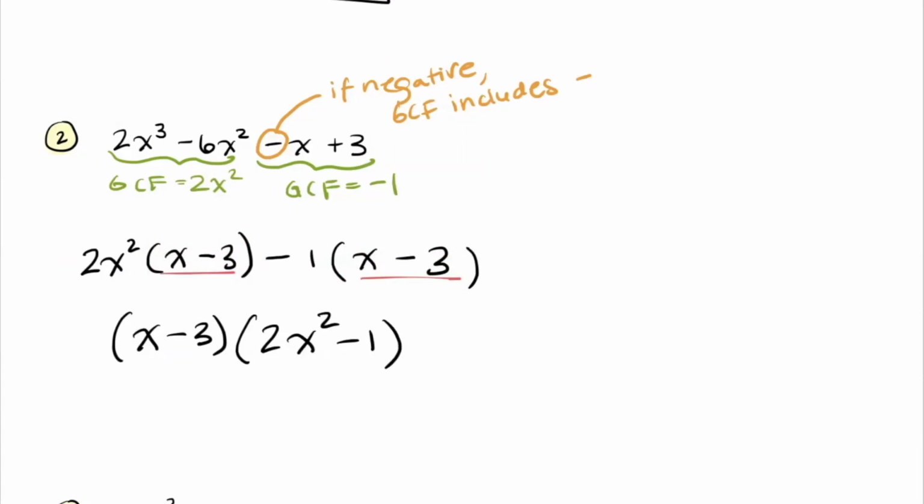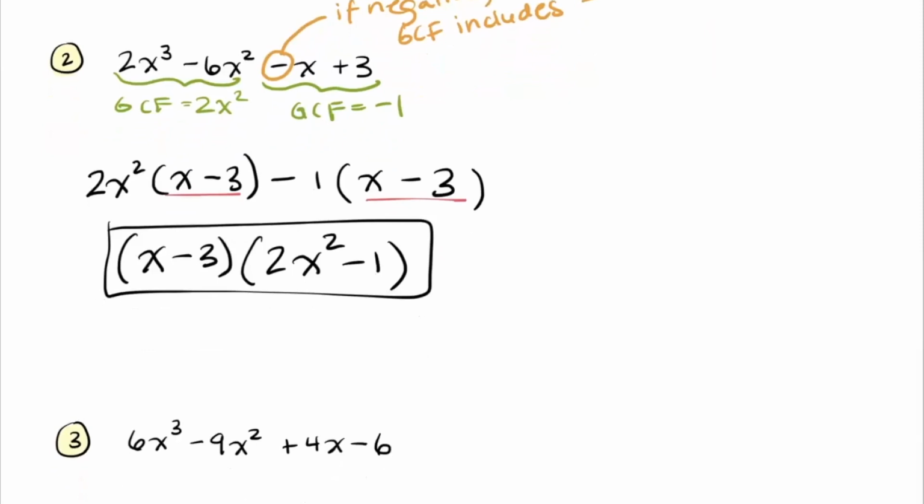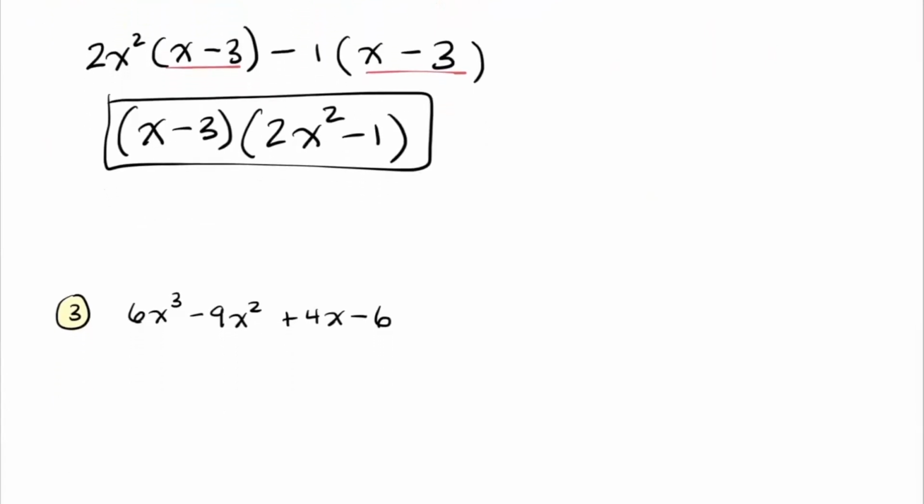Now, often these aren't factorable further, but actually the first one is done. Here we've got a difference. 1 is a perfect square, but 2x squared is not. So here, that is in factored form. All right, so I'd encourage you to pause this video and try number 3 on your own. But we have, again, a 4-term polynomial, 6x cubed minus 9x squared plus 4x minus 6.